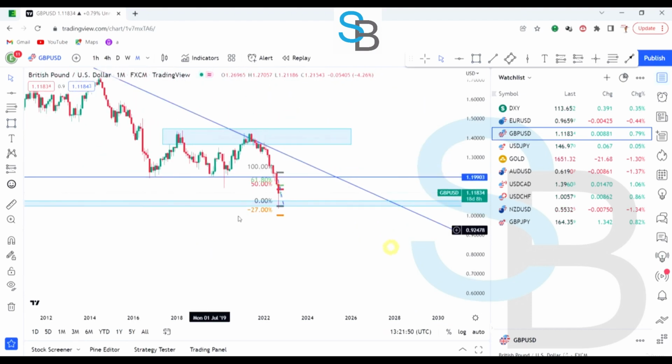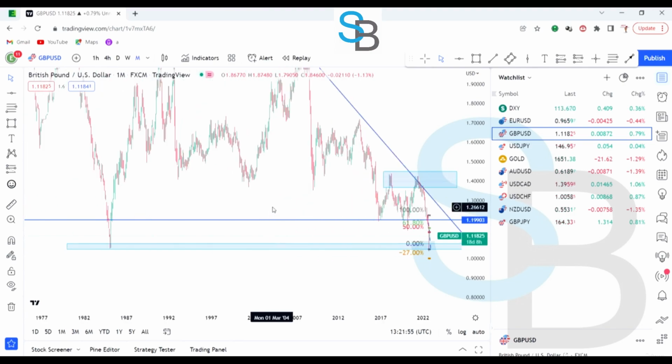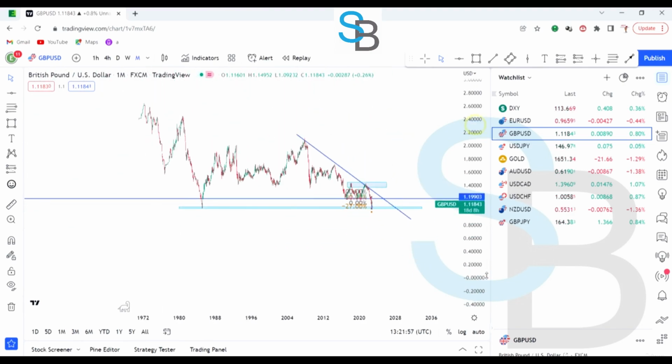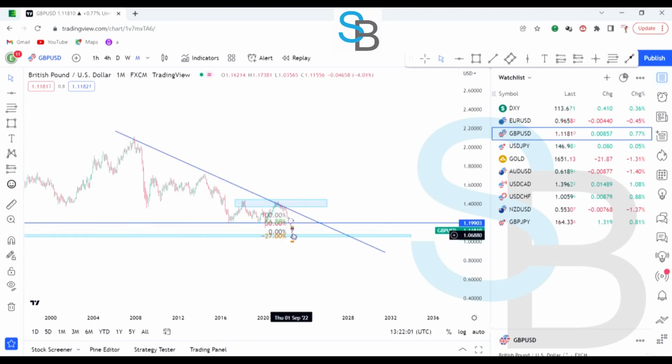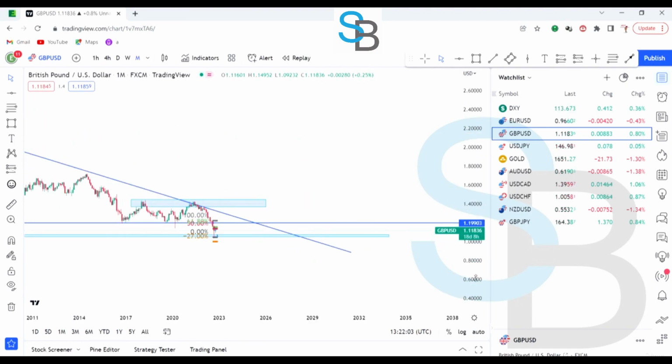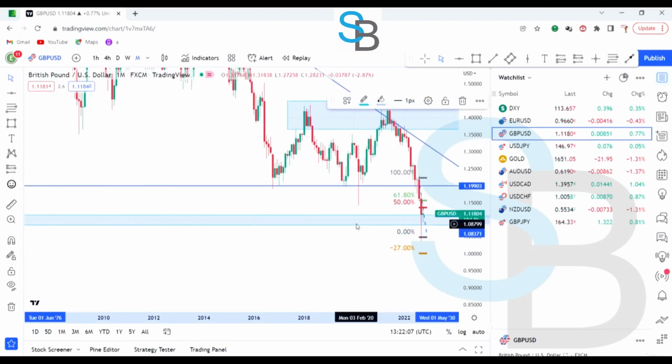Okay. And actually the market tested it. You see why I spoke about major support and resistance. Now this is a major support, and you can see that the market came here and tested it and went back. So it's a very strong support and resistance zone.